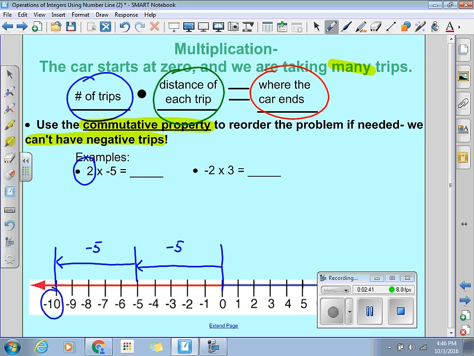And you can double check this. There are 2 exact trips of each of a distance of negative 5. And your rule states 2 times 5 is 10, and a positive times a negative is a negative. So you can double check that with your rules. Now look at the next example.